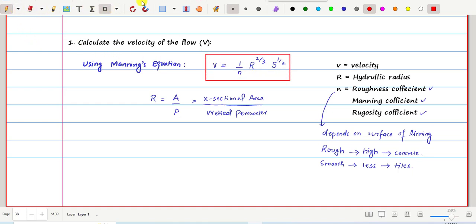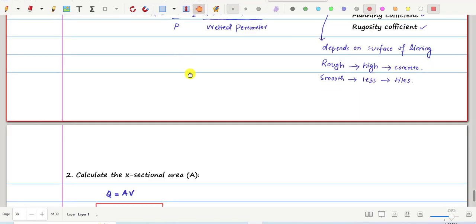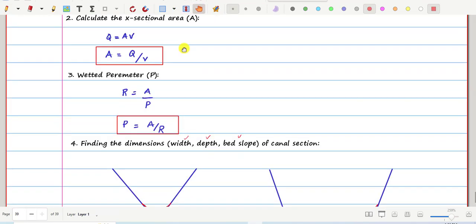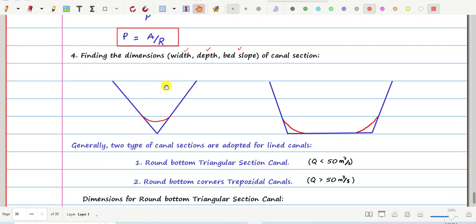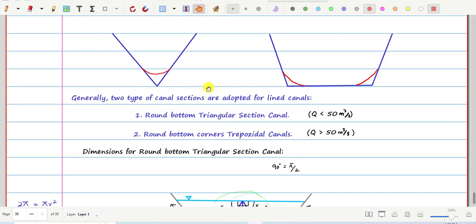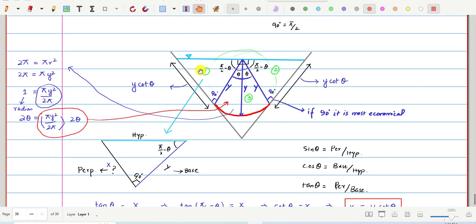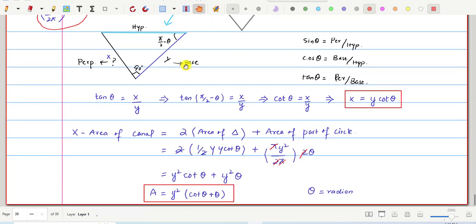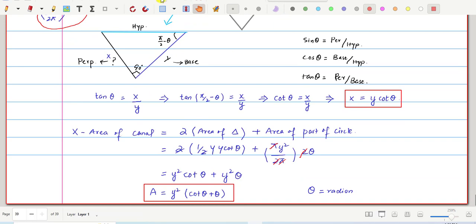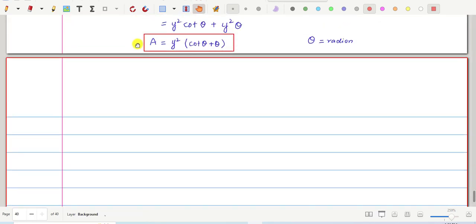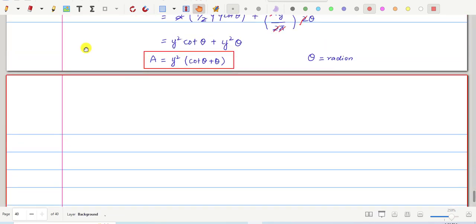In the fourth step, we are finding the dimensions for this first shape, triangular. Then we will move to the trapezoidal. So for the dimensions of the round-bottom triangular section, we found out the formula for area, right? So let's move to the next and find out the wetted parameter for this.